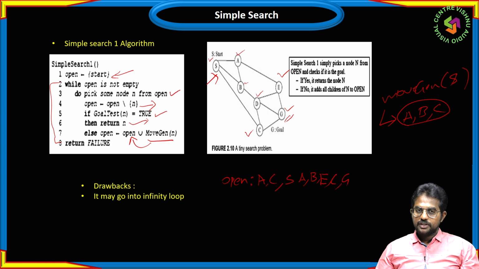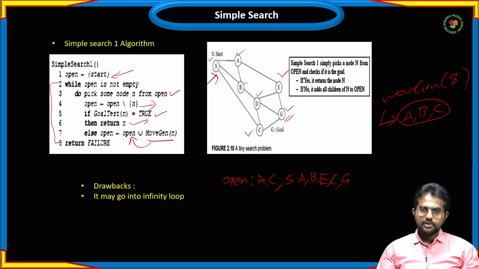After adding the adjacent vertices of D, the open will consist of these elements: A, C, S, A, B, E, C, G. Open is not empty, so the while condition was true and the body of the while is executed. That is, we have to pick a node from the open. Let's say I have picked node G.